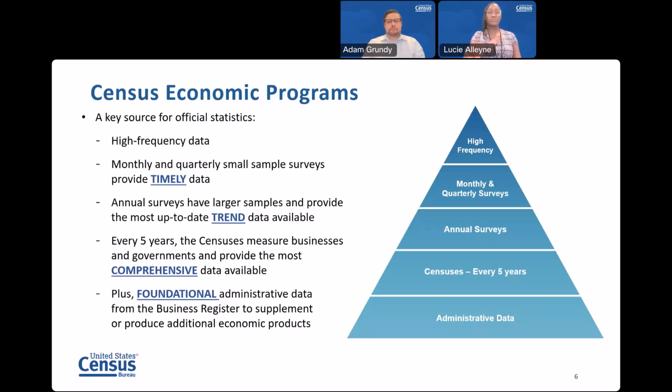Each of these categories that were just mentioned from the pyramid actually benchmark into each other. For example, the monthly and quarterly surveys are benchmarked into the annual surveys, while the annuals are benchmarked into our economic census.